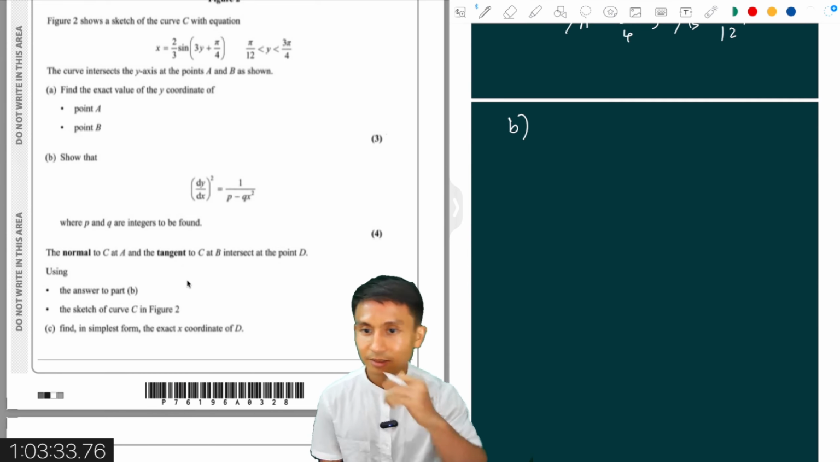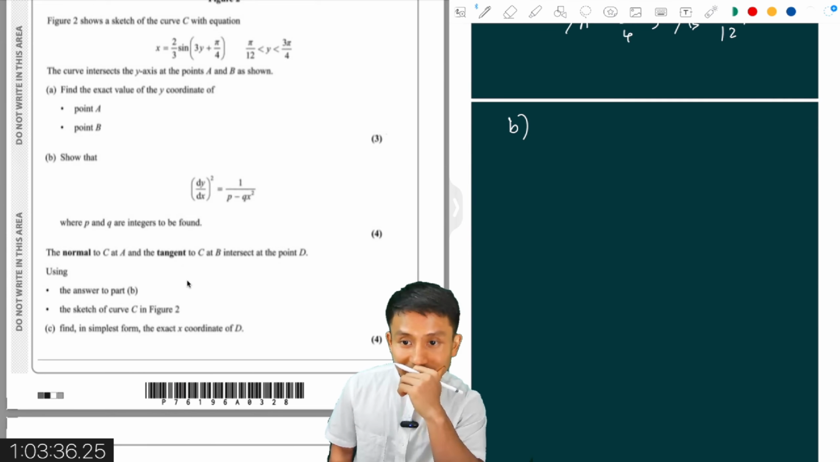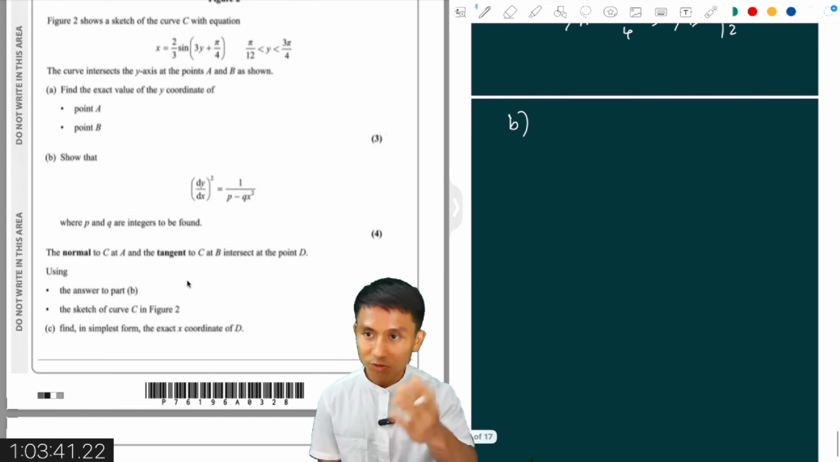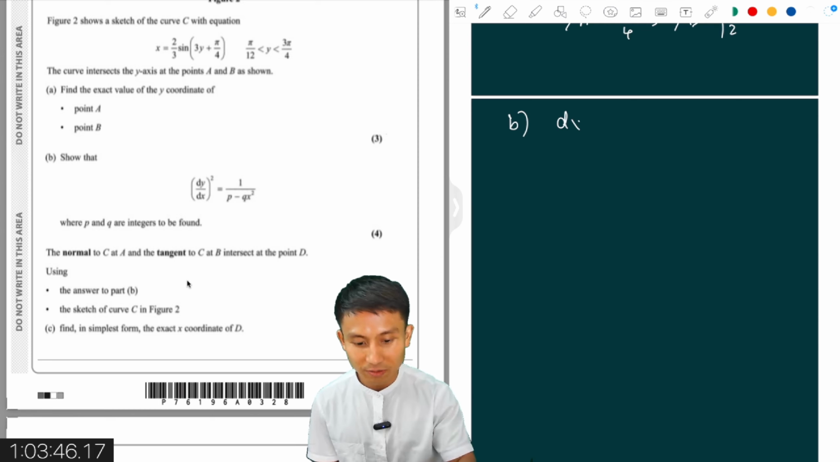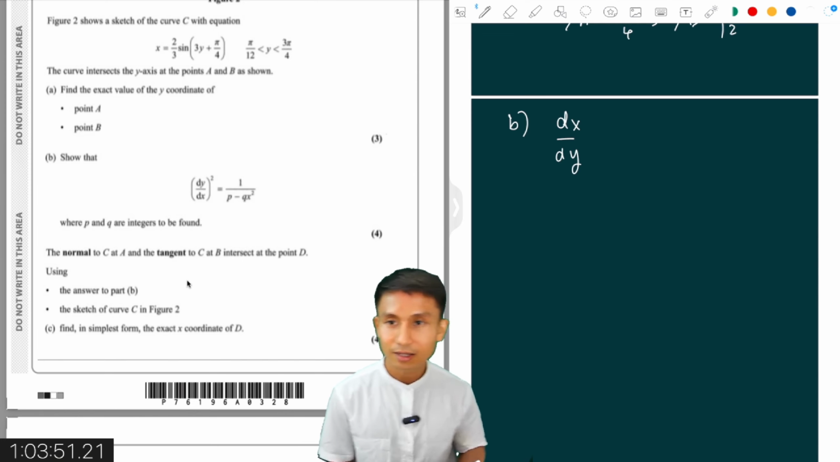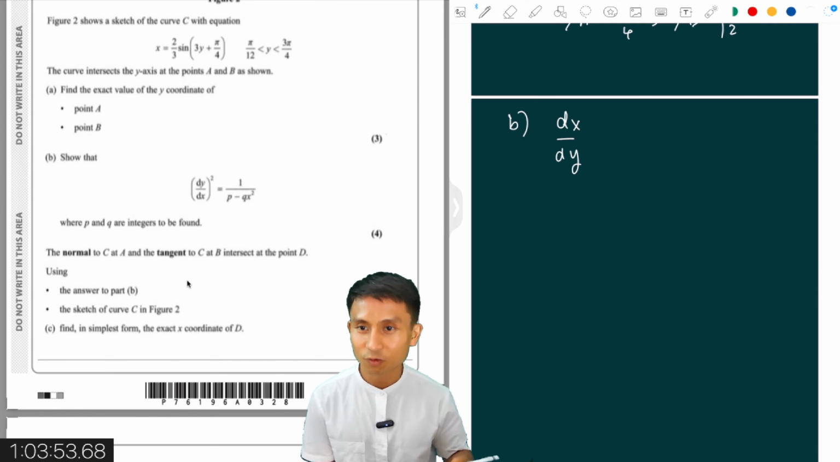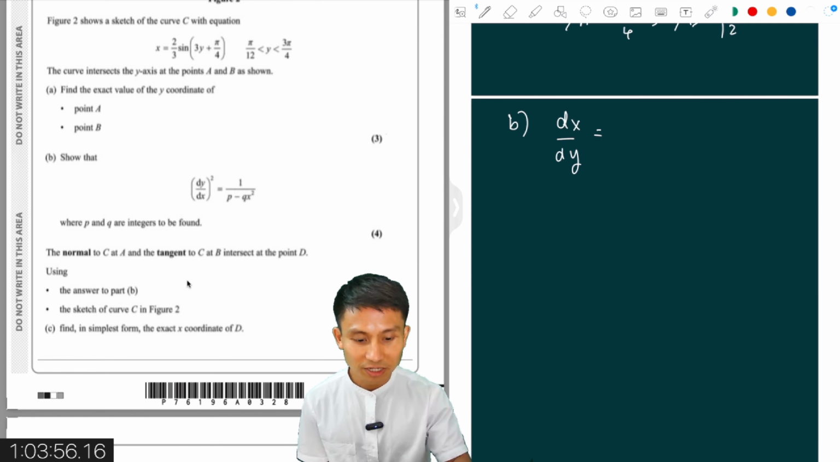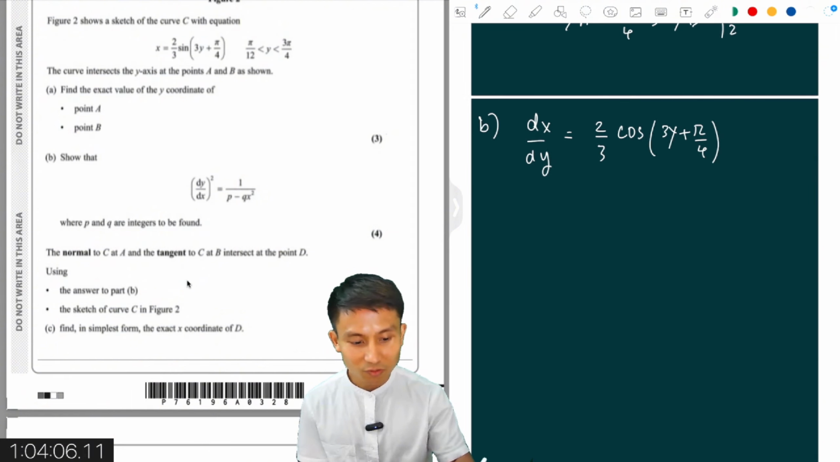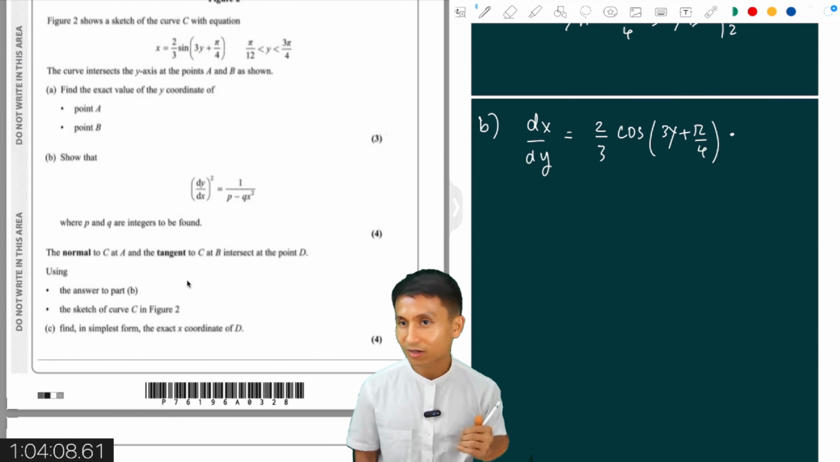Show that dy by dx overall squared is that. Because we are getting x as a function of y, we're going to do dx by dy. This is just a standard formula. You differentiate sine, you get a cos, right? You keep the angle the same first. Don't do anything to it yet. And then chain rule the argument of the angle.